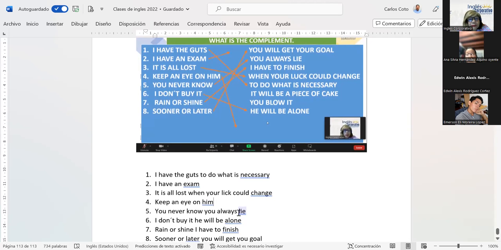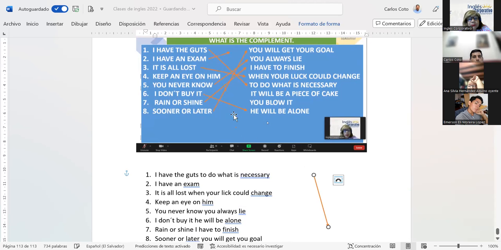Ay, Diosito, ayúdame. Vamos a ver. La de llueva o truene, I have to finish. Tú tienes que finalizar, ¿verdad? Es la 4. La 4 pega con he will be alone. Vamos a cambiar. Manténlo vigilado, él estará solo.